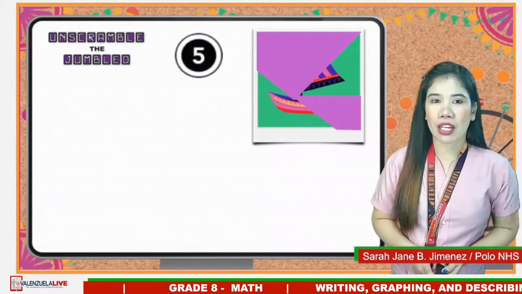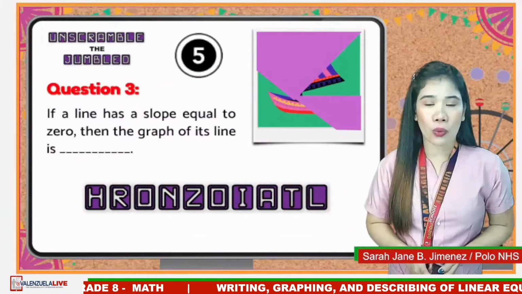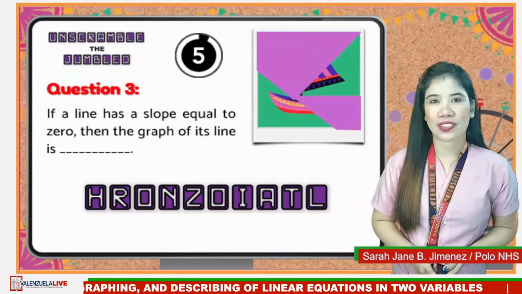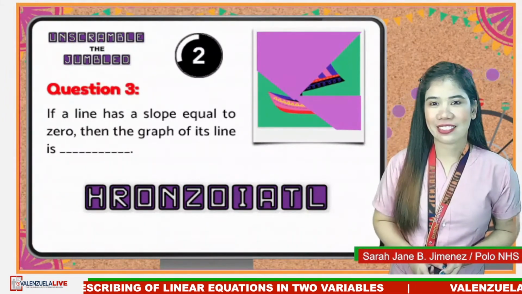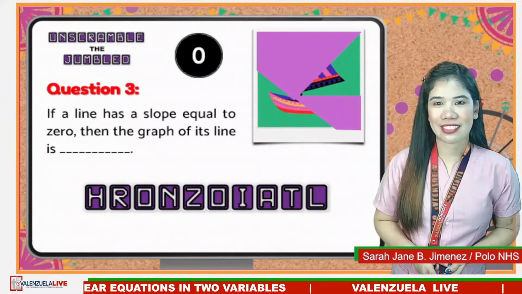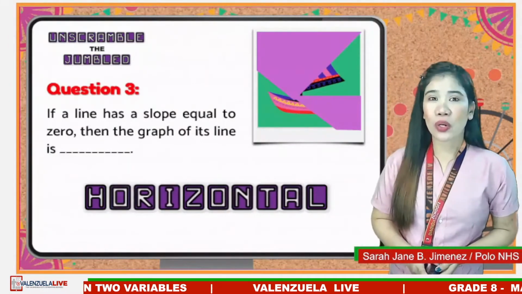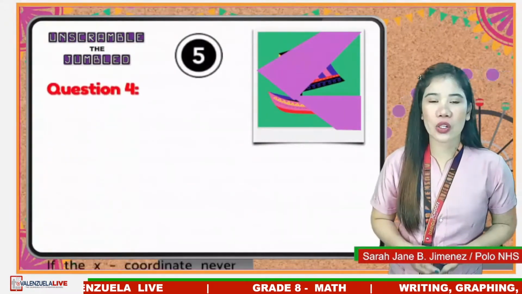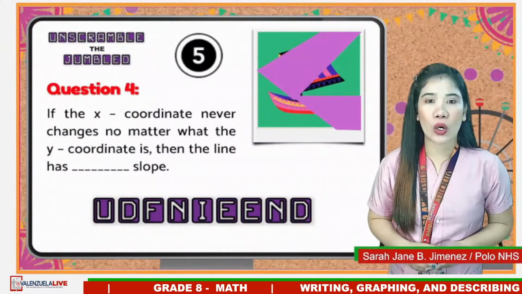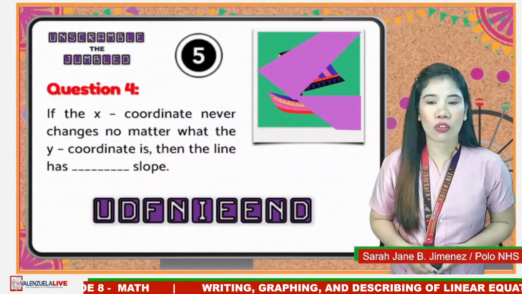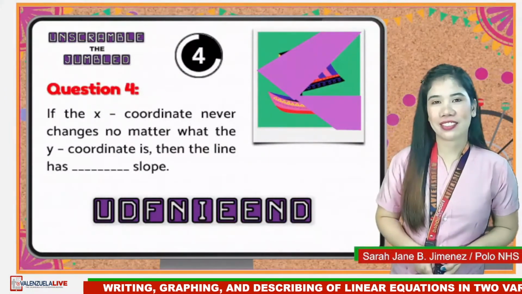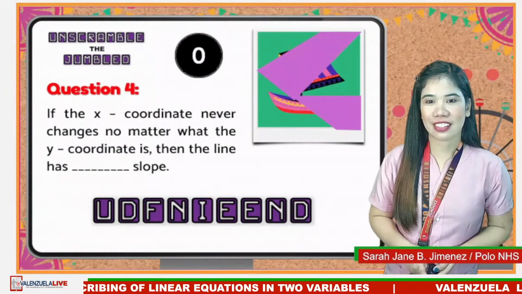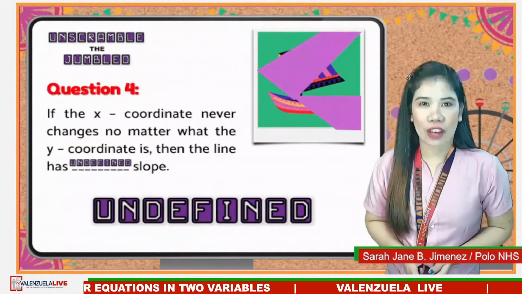Going to our third statement, if a line has a slope equal to 0, then the graph of its line is blank. You have 5 seconds to answer, go. That's right. The missing word is horizontal. For statement number 4, if the x-coordinate never changes no matter what the y-coordinate is, then the line has blank slope. 5 seconds, go. And the correct answer is undefined.